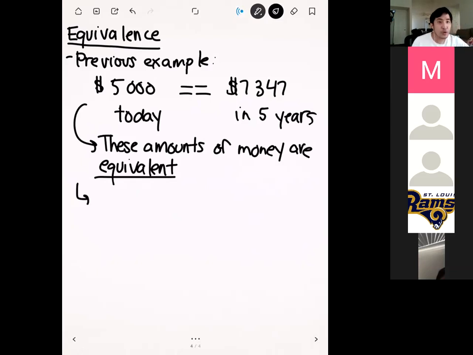And so in order to compute an equivalent amount of money, you're going to need a few things, right?